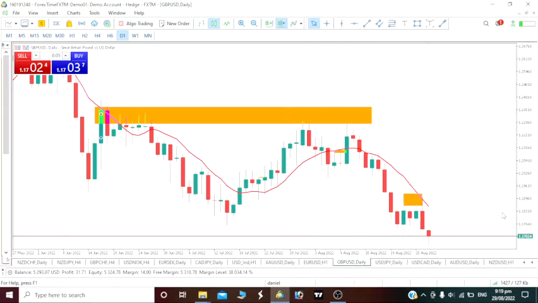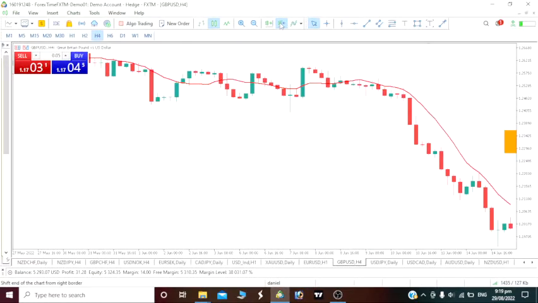So once our price is below our 10-period moving average, especially on the daily time frame, then you should be looking to short this trade. Do not look for a buy, just look for a way to short this trade. So in order to short it, we are going to go on to our 4-hour time frame.